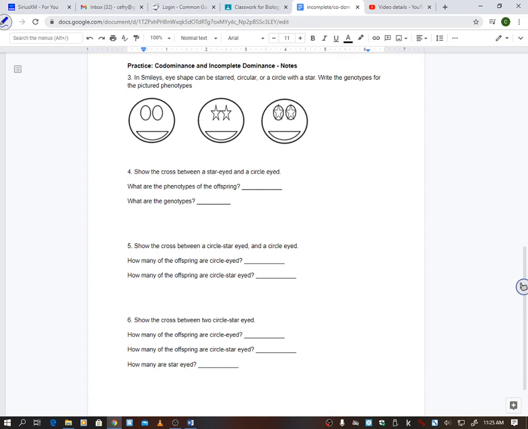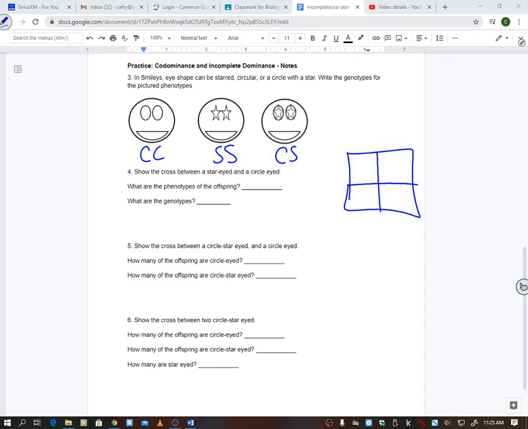All right, so write the genotypes for the pictured phenotypes. So what I'm going to do is I'm going to do a C for circle, an S for star, and a CS for the circle star. So on number 4, I'm going to draw my Punnett square. Go ahead and draw your Punnett square there. And then I'm going to read the question. It says, show the cross between a star-eyed and a circle-eyed.